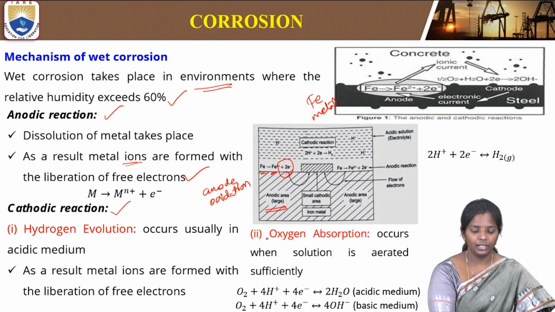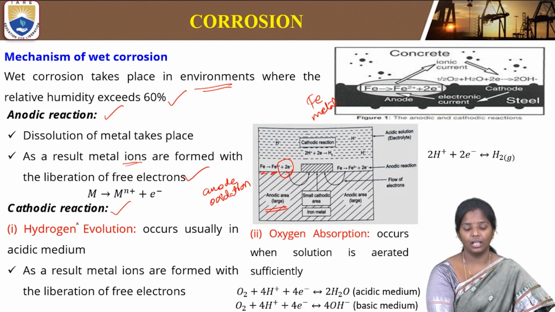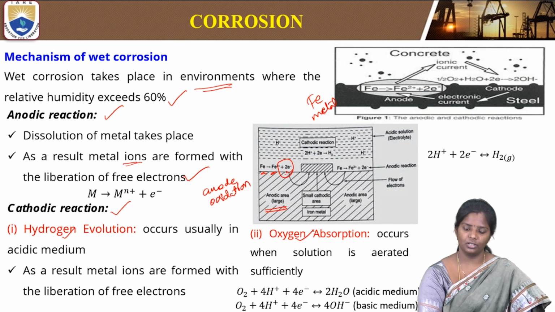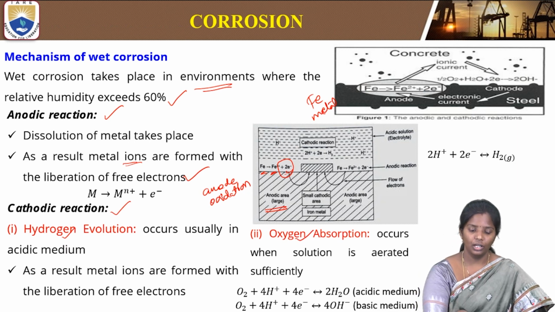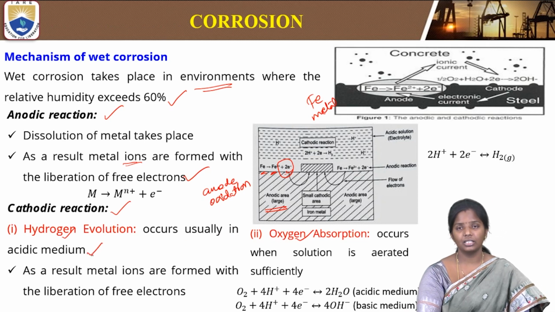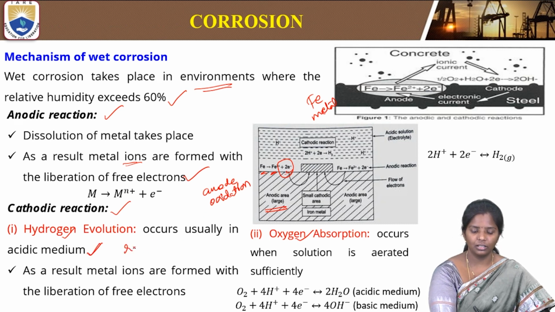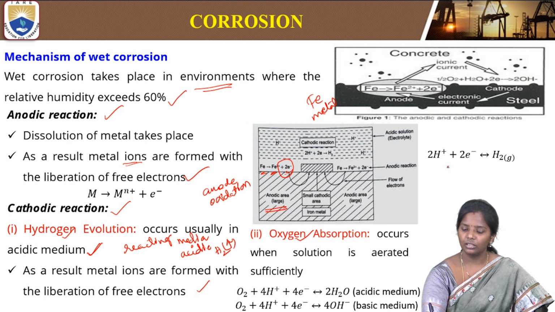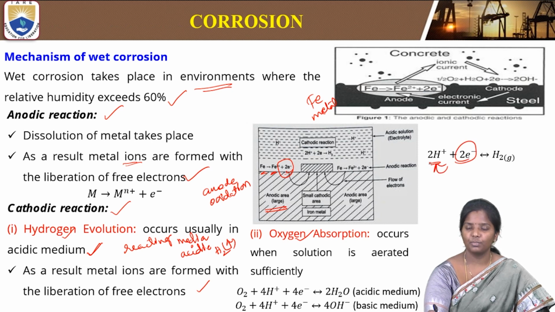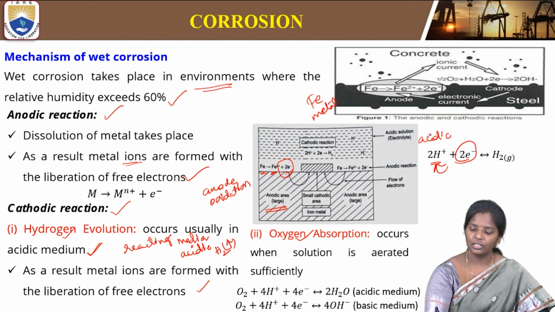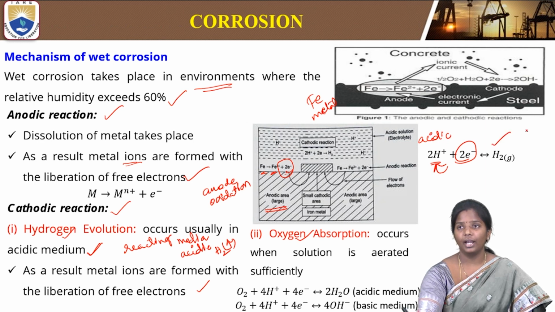There are some mechanisms by which the cathode accepts the electrons: hydrogen evolution and oxygen absorption. When does hydrogen evolution take place? It occurs usually in acidic medium, when the reacting medium is acidic in nature. Then H2 gas will be evolved. These two electrons are accepted by the H+ ions present in the acidic medium, giving rise to hydrogen gas.